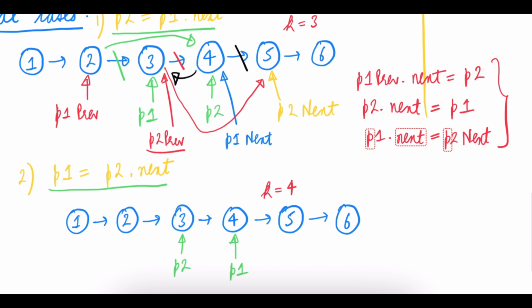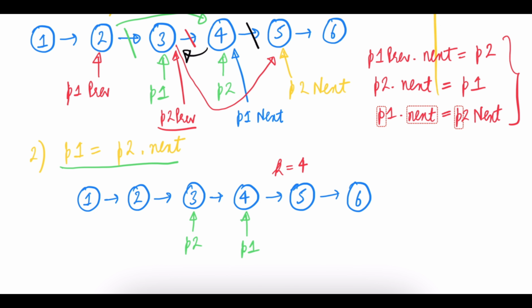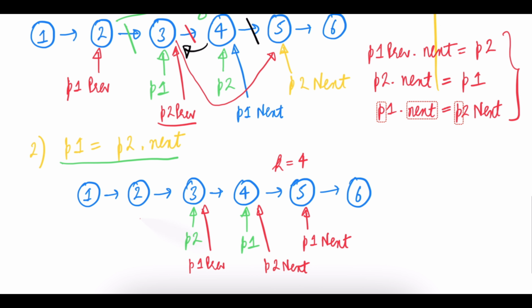And my second edge case is when p1 equal to p2 dot next. So in this case, let's try to write the pointers. So my p1 next is going to be this. So here k is equal to 4 and p1 is going to be node 4 and p2 is going to be node 3. So p1 next is my node 5 and node 4 is going to be p2 next, and node 3 is going to be p1 previous, and my node 2 is going to be p2 previous.